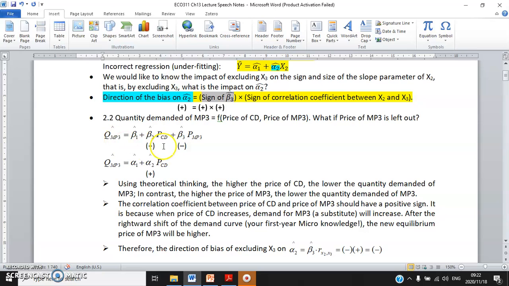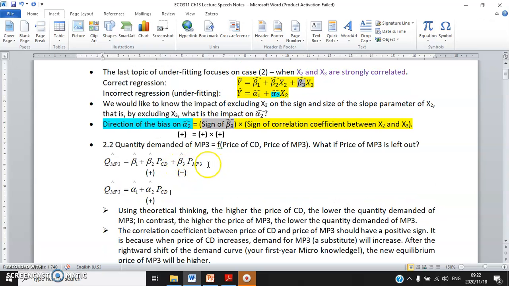Quantity of MP3 demand is a function of x2, the price of the CD. I think it makes sense to have a positive slope here, because if CD is more expensive, people would rather purchase more MP3, which is a substitute of CD. And then the other one is the price of MP3. It should be negative because of the law of demand. The higher the price of MP3, the lower the quantity demanded. Inverse relationship between price and quantity demanded. So this is the correct regression. And then in the second regression, I commit underfitting because I exclude x3, the price of MP3.